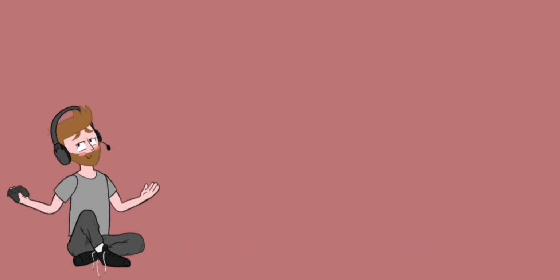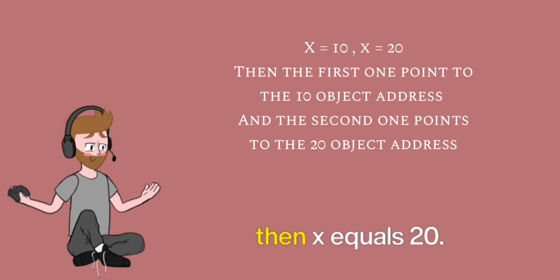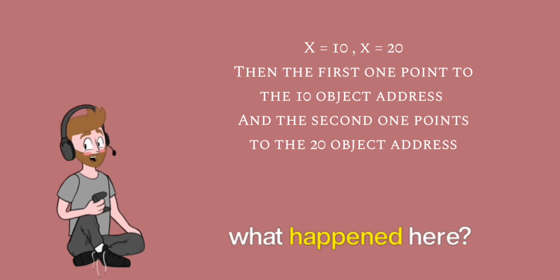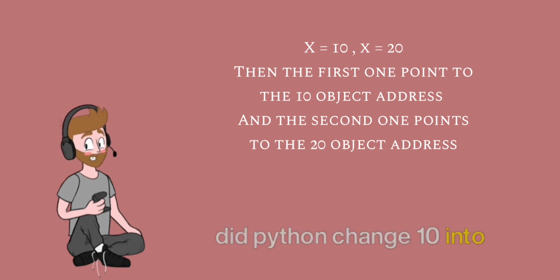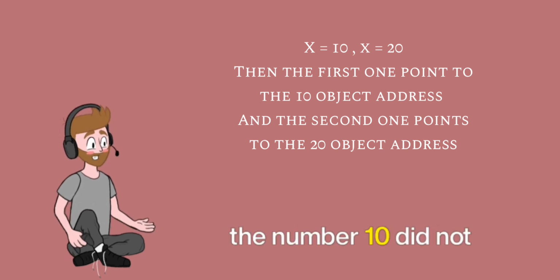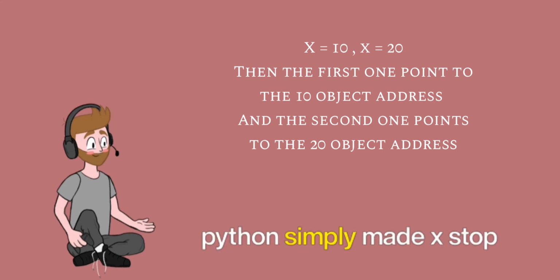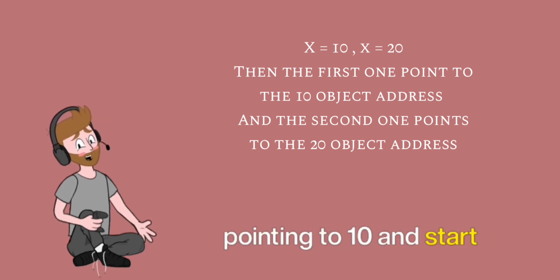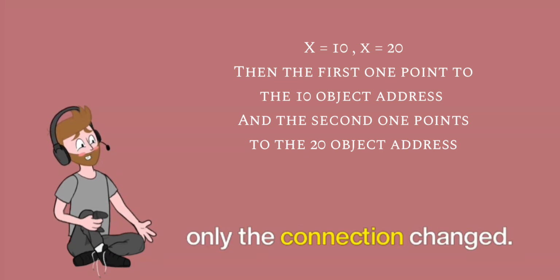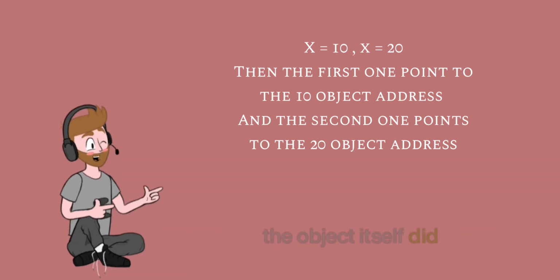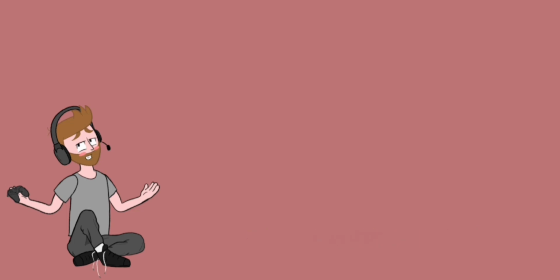Now let's change X. X equals 10. Then, X equals 20. What happened here? Did Python change 10 into 20? No. The number 10 did not change. Python simply made X stop pointing to 10 and start pointing to 20. Only the connection changed. The object itself did not change. This concept is called reassignment, and it is very important in Python.